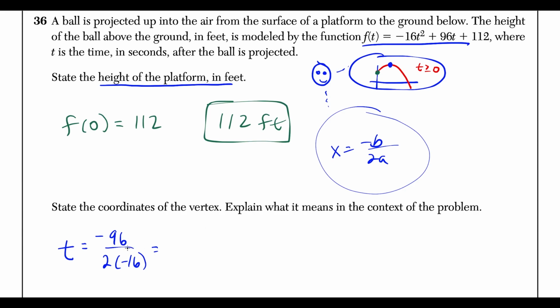96 divided by 16 is equal to 6. So I'm going to have 6 over 2, and when I do 6 divided by 2, that's going to equal 3. So once again, when I simplify this, this is going to equal 6, and then 6 over 2 simplifies to 3. So then what we're going to find here is the y value at t equals 3.